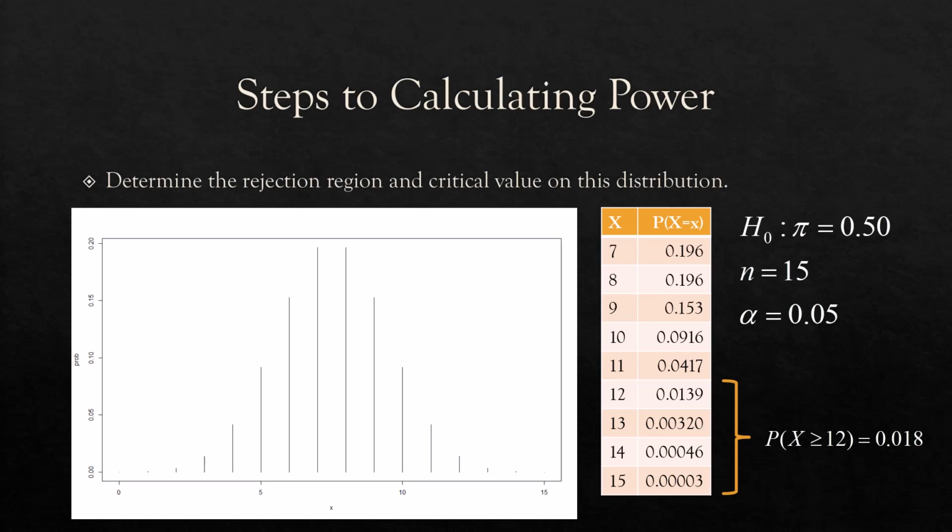So 12 is our critical value. If we took any value less than 12, we would be exceeding our nominal type 1 error rate. 12 is the critical value, and our rejection region goes from 12 to 15. So we've now determined the rejection region and the critical value on this distribution. Time for the next step.